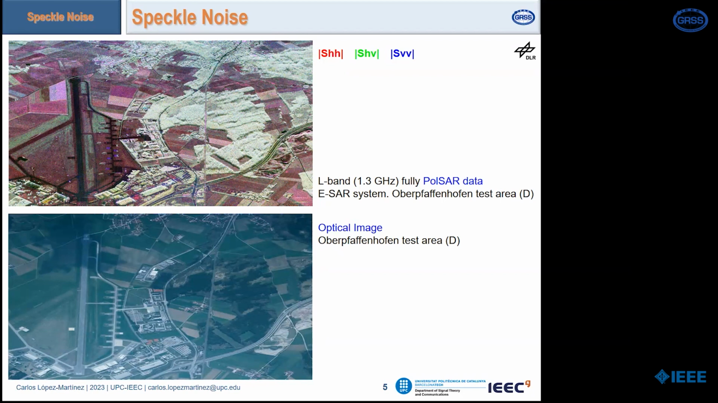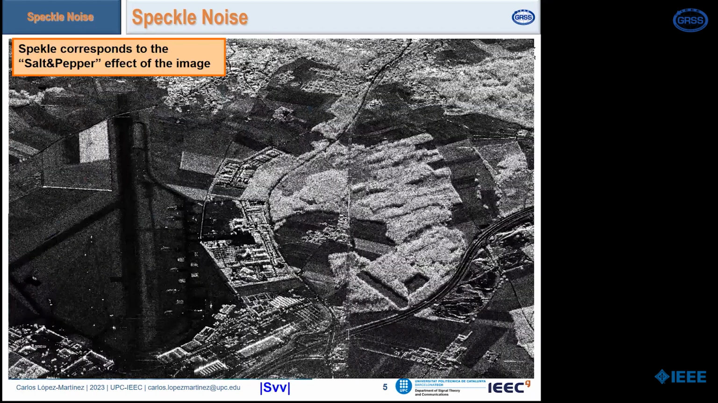But what is a speckle? If now I take a closer look at the image, and here I take the intensity of the BB channel, if I zoom into any area of the SAR image, what you can see is that it has this salt and pepper aspect. This is what we call speckle noise. It's a kind of noise, but in reality, as you will see, it is not noise. It is a proper electromagnetic measurement.